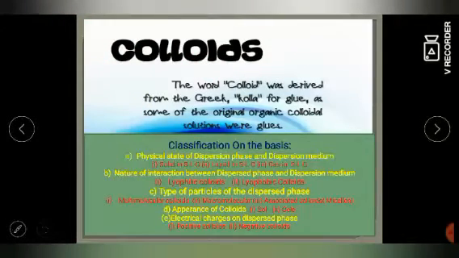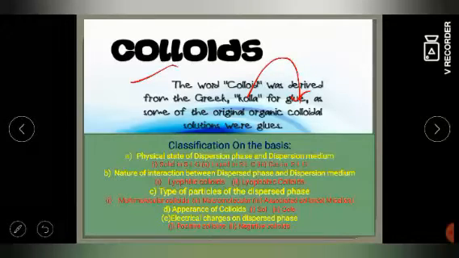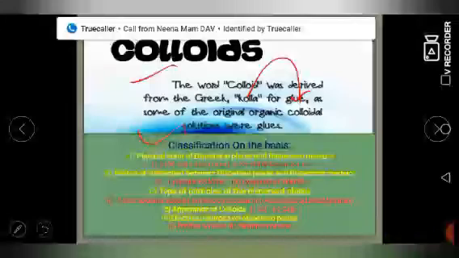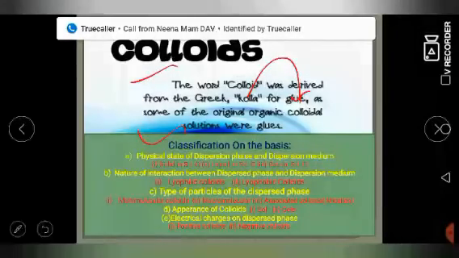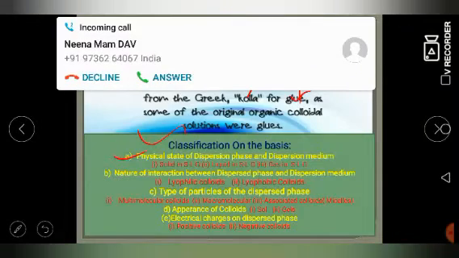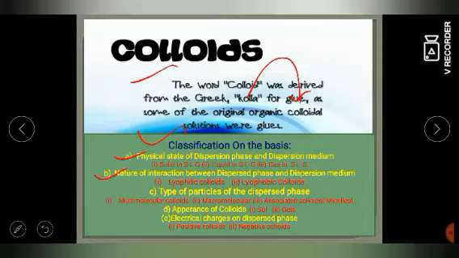So what is colloid? Basically, the word is derived from the Greek word kolla, we have already done, that comes from glue. The word comes from kolla, which means glue. Some of the original organic colloid solutions were glues also. Then we did classification, which is classified on the basis of physical state of dispersed phase and dispersion medium, nature of interaction between dispersed phase and dispersion medium, types of particles of dispersed phase, appearance of colloids, and electric charges of dispersed phase. So hopefully you understood all these classifications. Basically, the question comes from classification, that is the differentiation between this and that.